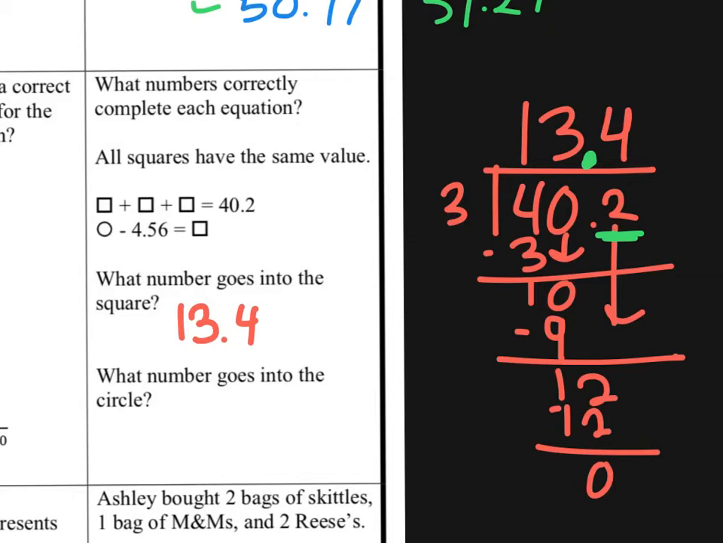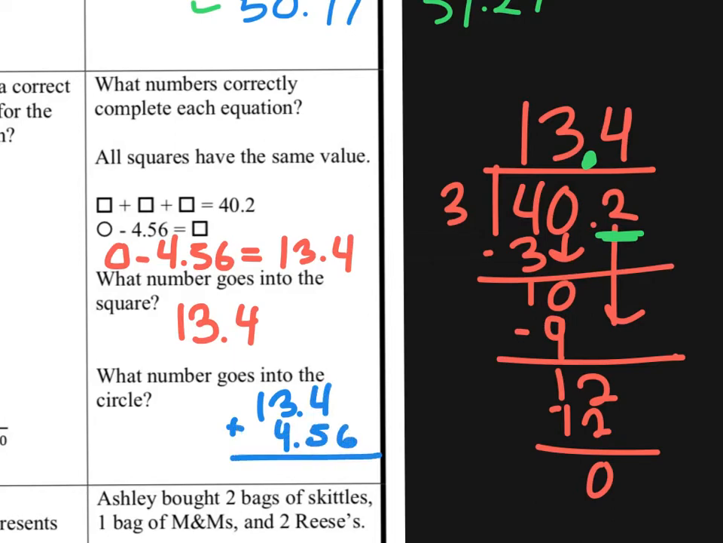Now we're going to use that to help us with our second equation. A circle minus 4.56 has to equal that 13.4 because we just calculated the square. Now all I have to do is do the opposite. In this case, it's 13.4 plus that 4.56. We're going to do the opposite of subtraction, which is going to be addition. We will add as we use 6. 4 plus 5 makes 9. Decimal just goes straight down. 3 plus 4 makes 7. And the 1. So we know the circle has to be 17.96.